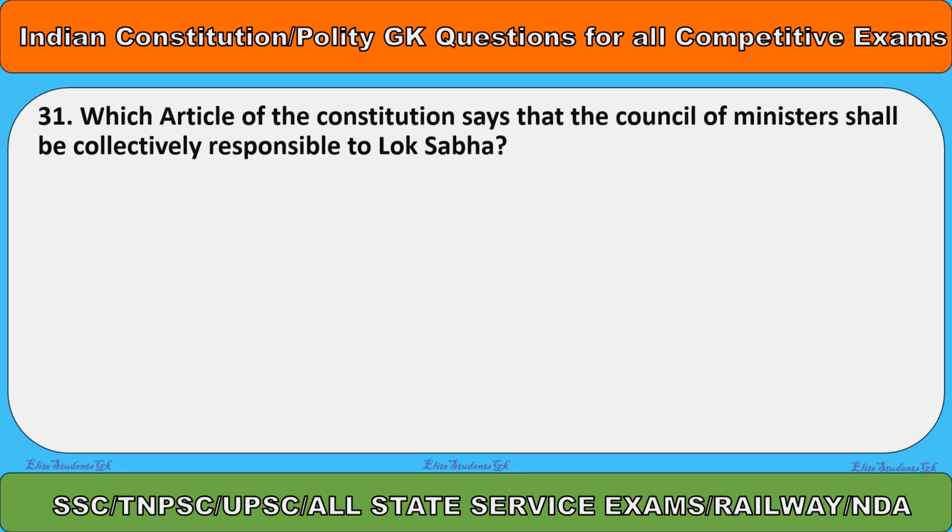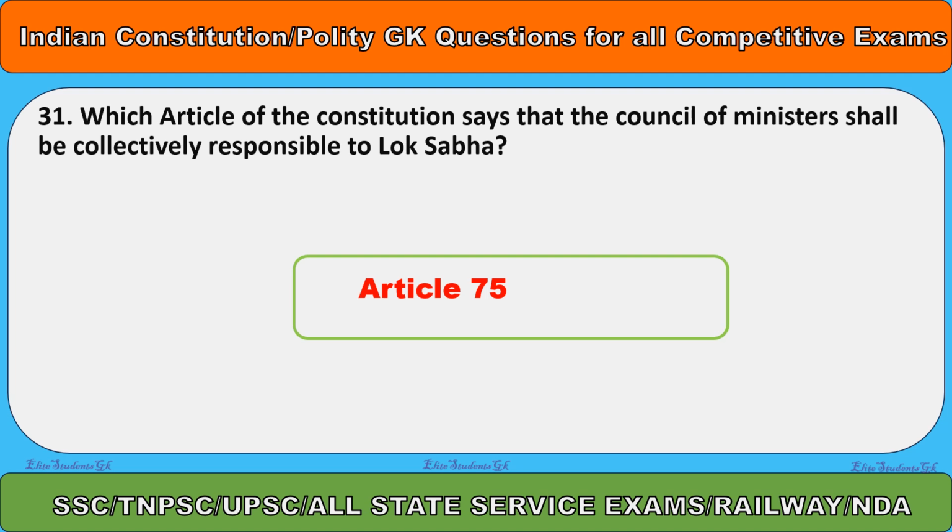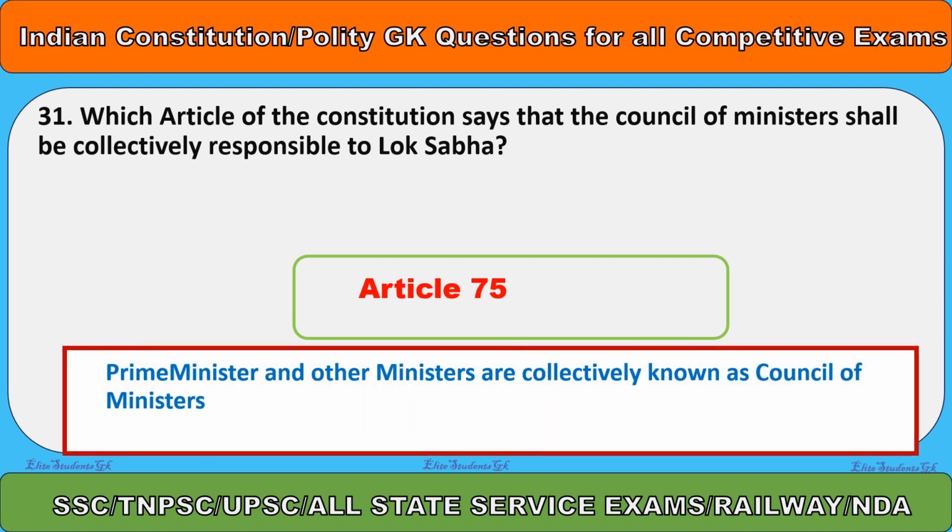Which article of the Constitution says that the Council of Ministers shall be collectively responsible to Lok Sabha? Article 75. The Prime Minister and other ministers are collectively known as the Council of Ministers.